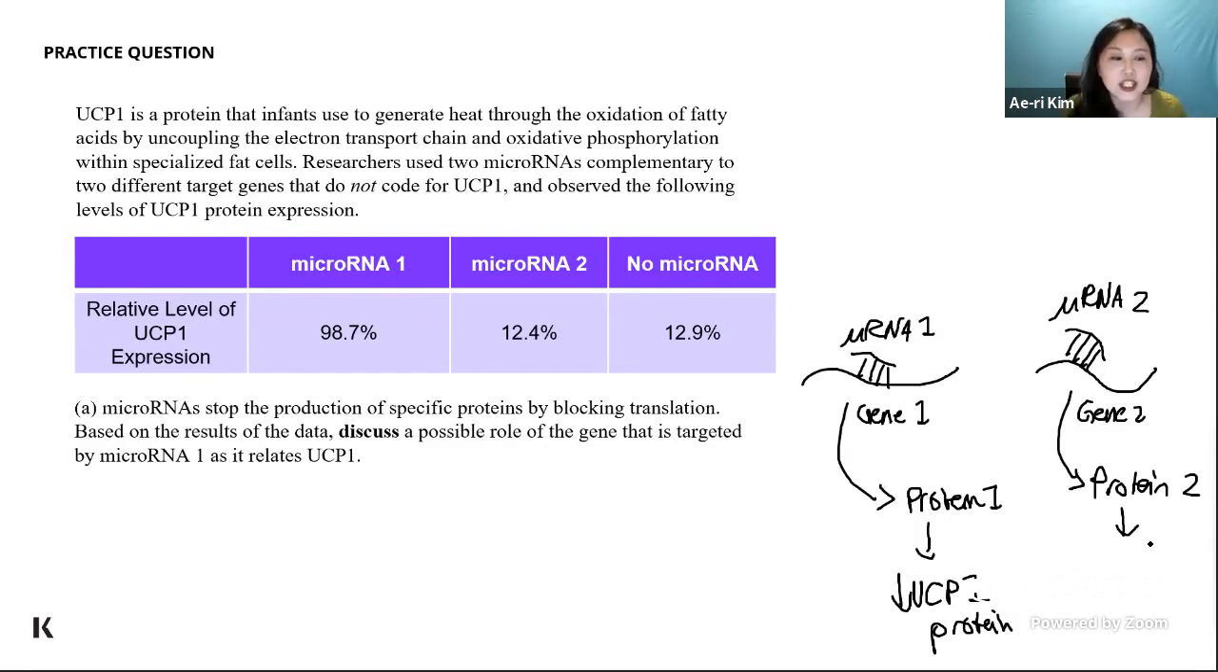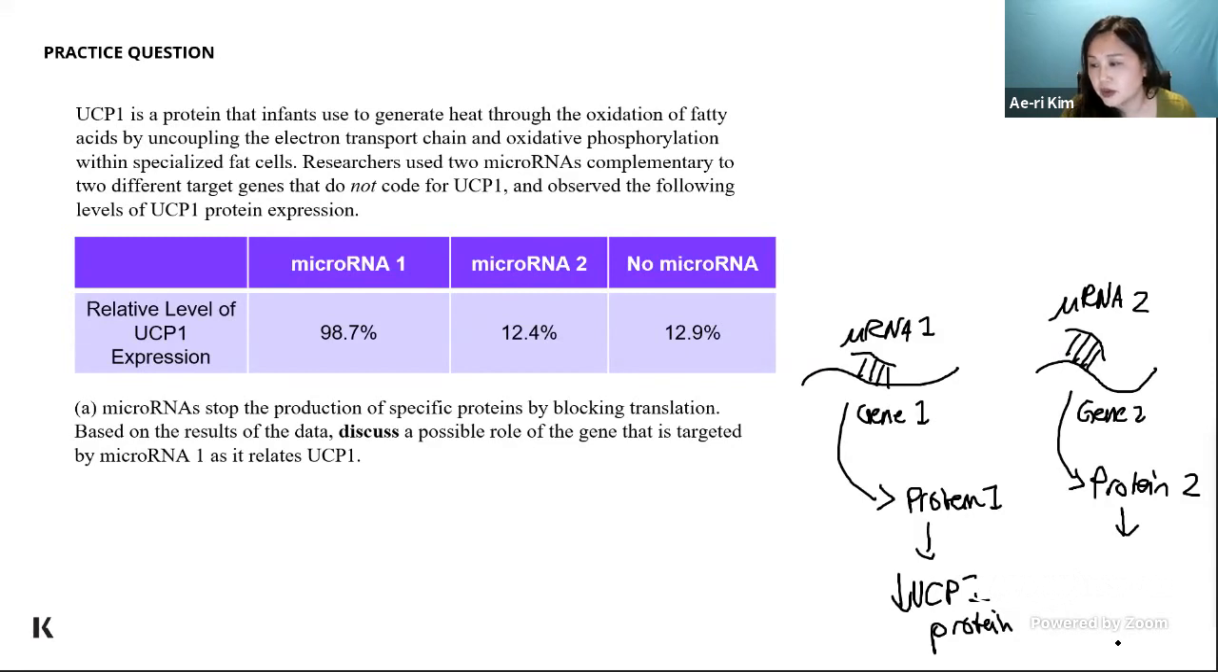So what the question is asking you to do is propose a role. We had some really good responses a little bit earlier about possibly something that protein 1 is doing, which is acting as a repressor. So maybe it's a transcription factor that binds and blocks the promoter site, and then it's not allowing for the transcription and translation of UCP1. That's one method. Secondly, maybe it codes for a protein, and protein 1 itself binds to UCP1, and then something else occurs so that you're not getting the translation of that UCP1.